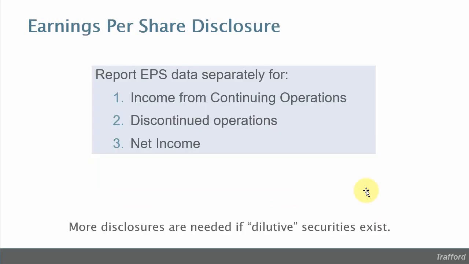Well, recall that companies are required to report earnings per share on the face of every income statement. When a company has a discontinued operation, the reporting for earnings per share gets a little bit more complicated. Companies need to report earnings per share separately for each of these items: for their income from continuing operations, for their discontinued operation, and then overall for total net income, as we've seen previously.